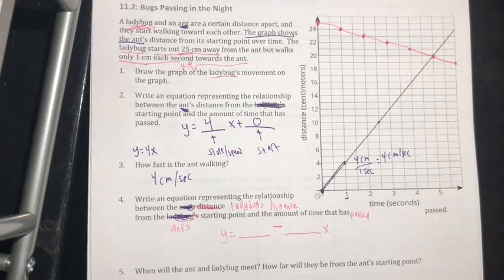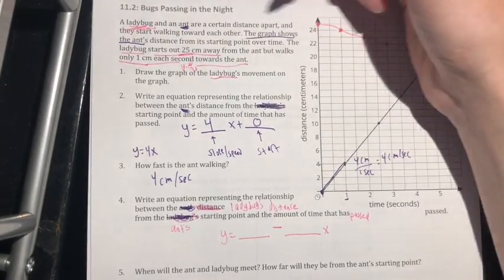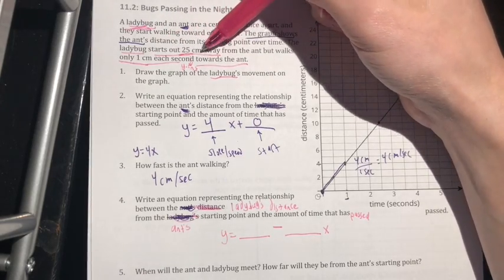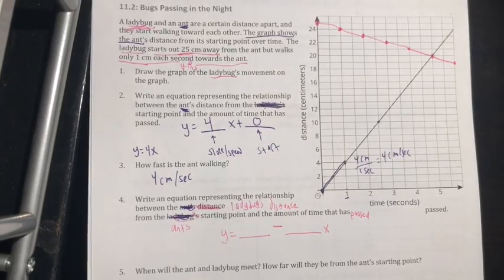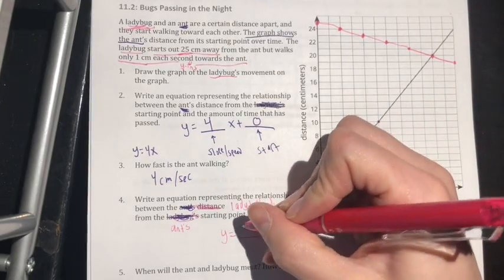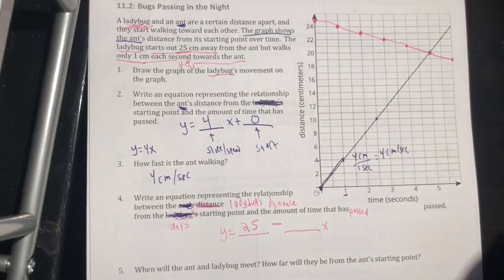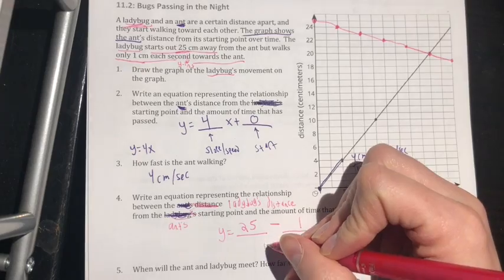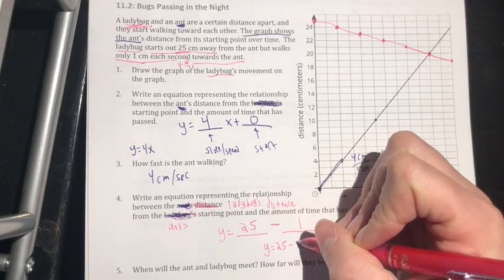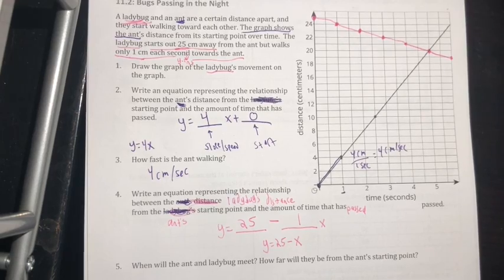We should already know the slope because we know the ladybug's information up here. The ladybug starts out 25 centimeters away from the ant and walks 1 centimeter each second towards the ant. So the equation is going to be y is 25, the distance is 25, minus 1 centimeter each second, so 25 minus 1x. So there's our equation for ladybug.